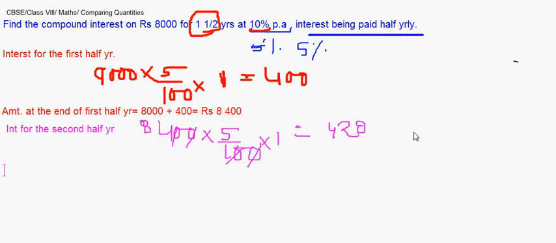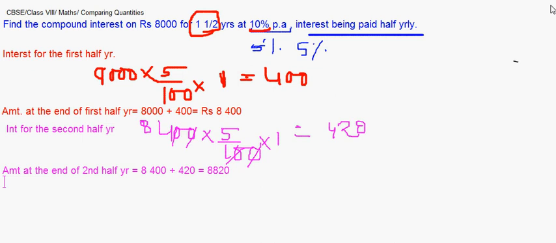So amount at the end of second half year will be 8,400 plus 420 is 8,820. Oh God, here it is 8,820. This is amount at the end of second year.